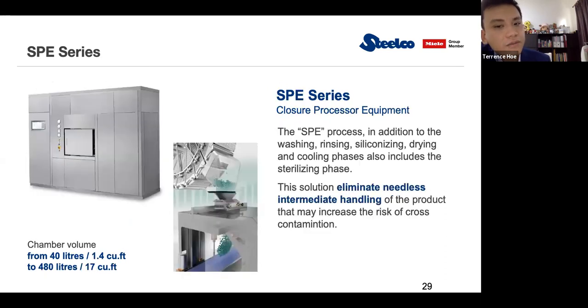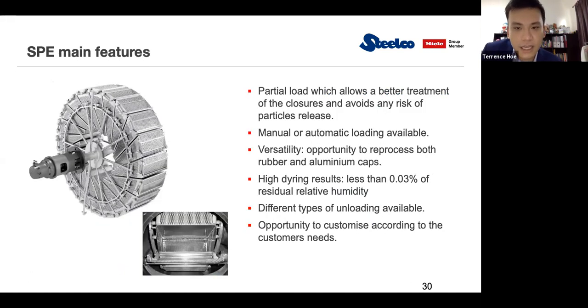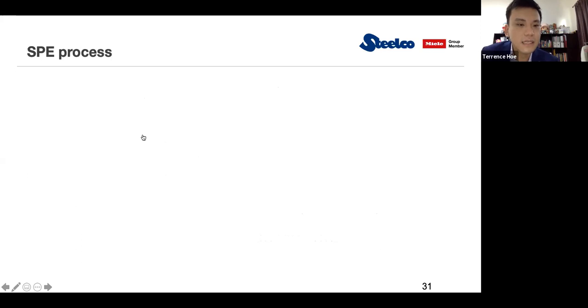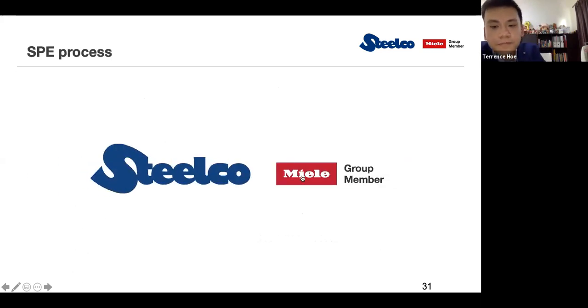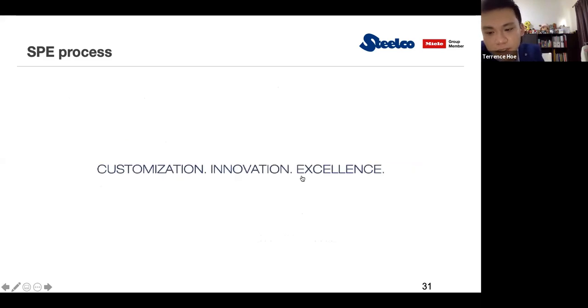Okay, and we have stopper processing equipment. This machine has the functions of washing, rinsing, siliconizing, drying and cooling down, and sometimes even sterilizing the caps for the vials, for the drug itself. It has partial load, manual and automatic loading. Very versatile, we can use it for all types of caps. And importantly, the caps are very dry before they are used in the capping area. We have different types of unloading area, and of course you can customize according to customer needs. So here is the video to show what a stopper processing equipment looks like.